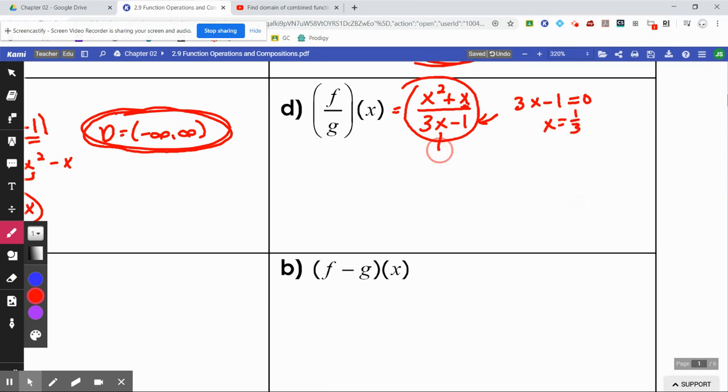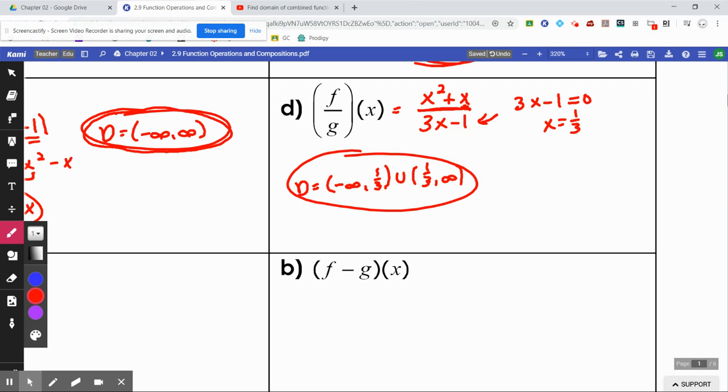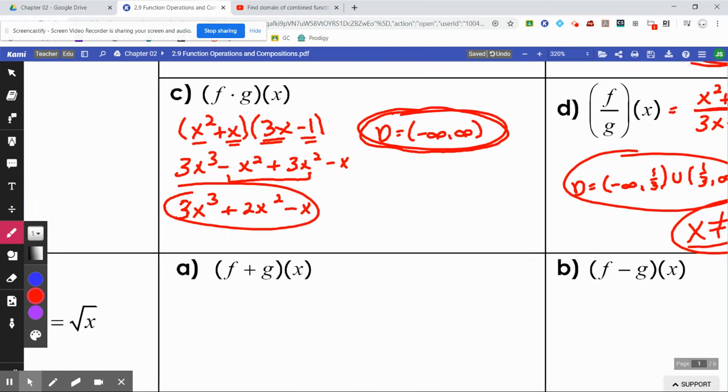So therefore, if I were to put a 1/3 right here, I would have something divided by 0, and that can't be. So with my domain, I've got to throw that one value out. So instead of negative infinity to positive infinity, I'm now going to be negative infinity to 1/3, throw out 1/3, and then 1/3 up to positive infinity. So that's going to be my new domain. Or you can just simply say x cannot be 1/3. And when you say that, you're pretty much saying that x could be anything except for 1/3.